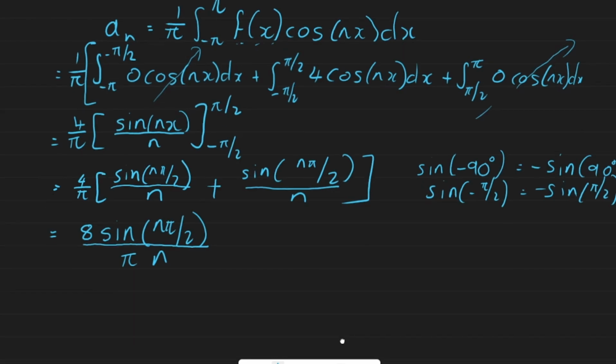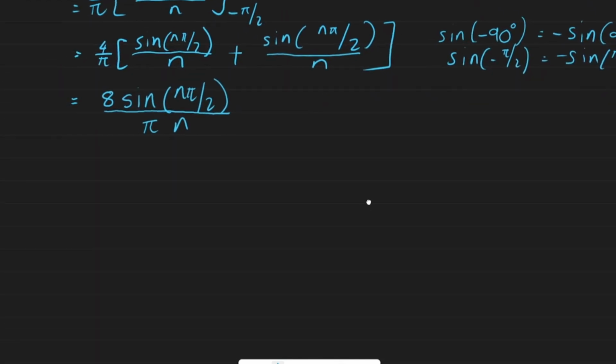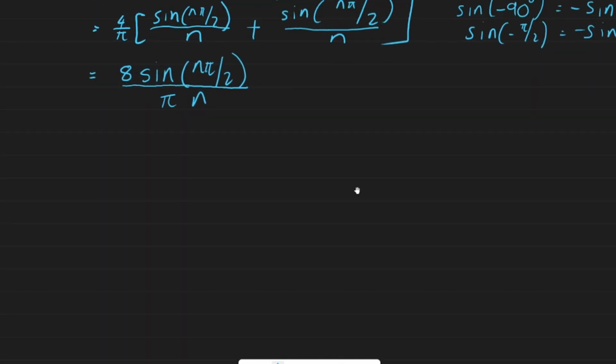So this is a general result for an. So this is what an is equal to. What we would do is we would now consider different values of n. We can consider even numbers and odd numbers. Let's just say we consider even numbers. So that would be n is equal to 2, 4, 6, etc. So let's just remind ourselves what the sine graph looks like.